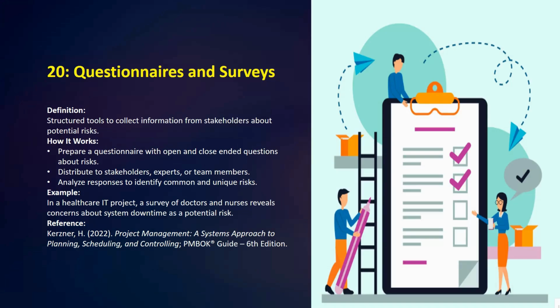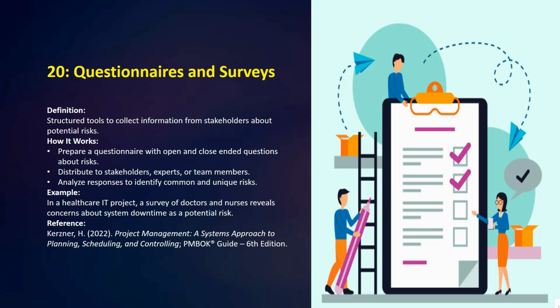Next, we have number 20, questionnaires and surveys. Actually, it is a simple and effective way to gather information about risk from a wide group of people, especially if they can't all meet in person. So the definition: structured tools to collect information from stakeholders about the potential risk. How it works: prepare a questionnaire with open and closed ended questions about risk, then distribute it to the stakeholders, experts, or team members, and analyze responses to identify common and unique risks.